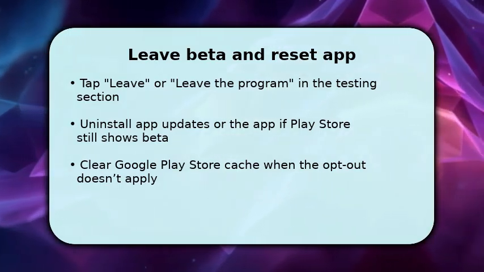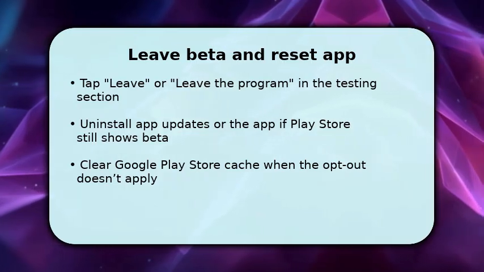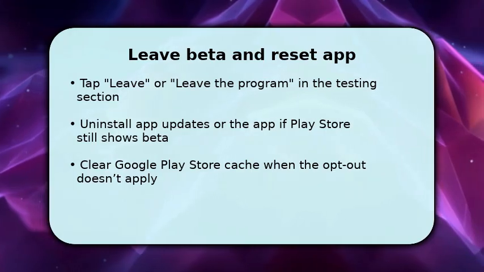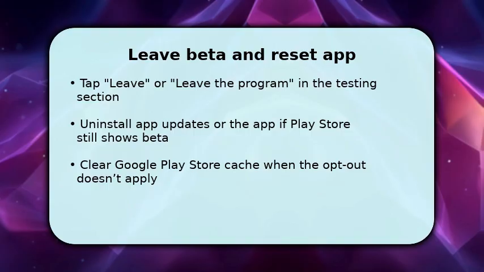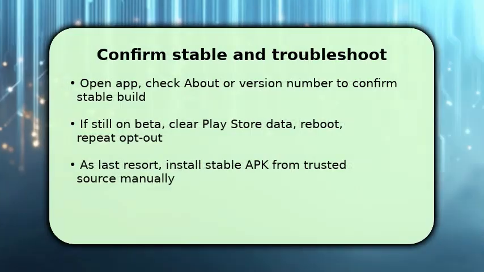Then reinstall the app from its Play Store page. This pulls the current stable version rather than the beta. These steps ensure the system won't keep delivering beta updates. Finish by opening the app and verifying the version in About or App Info. It should match the stable release number.